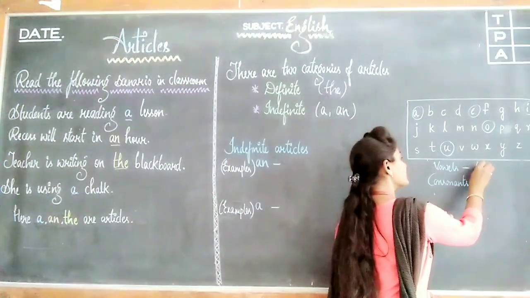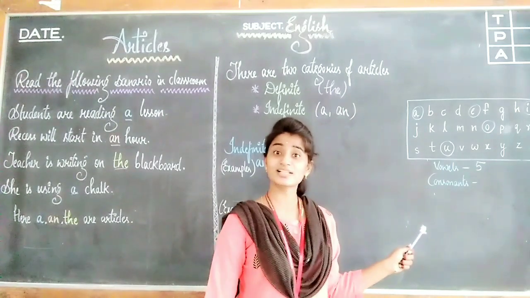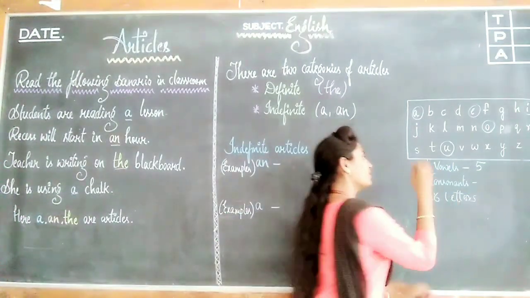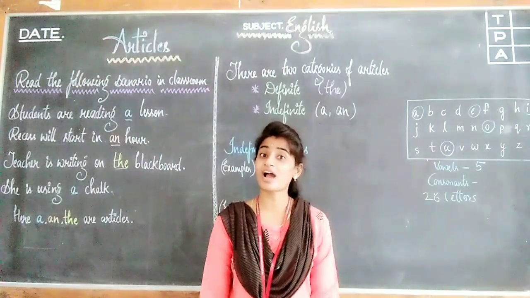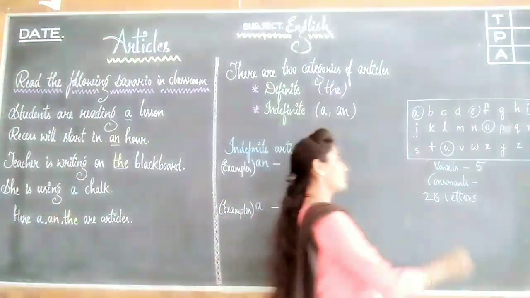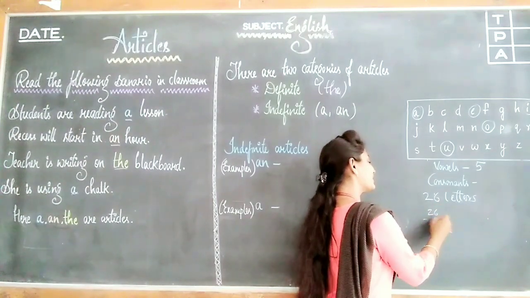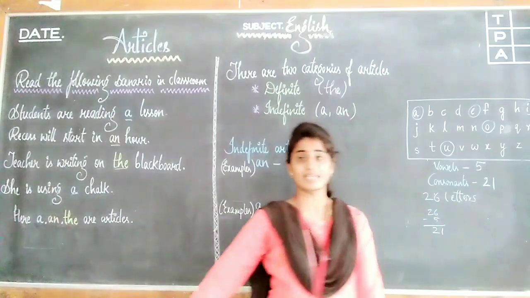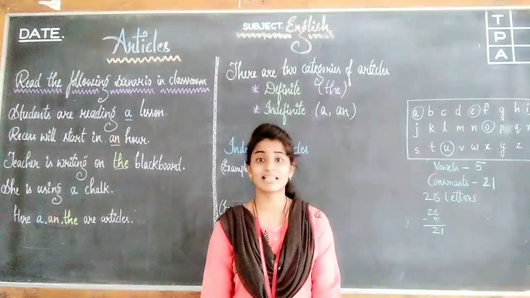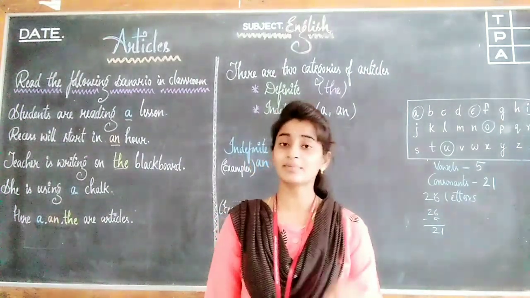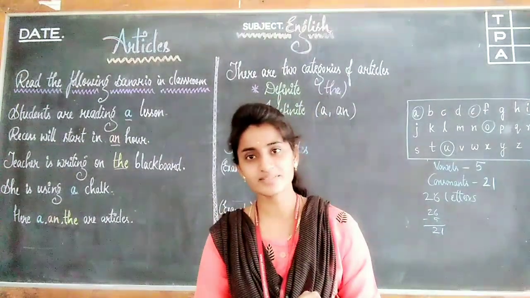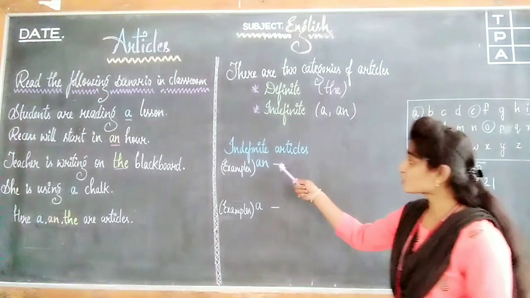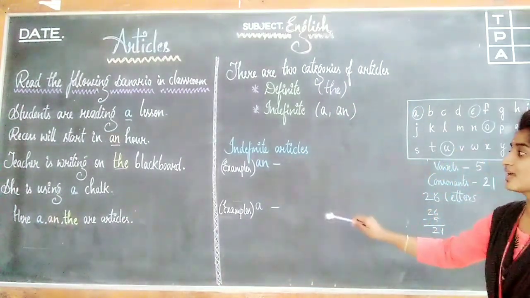So how many vowels are there, children? 5. In total we got 26 letters. So 5 are vowels and how many are remaining, children? The remaining are 26 minus 5, that is 21. So 21 consonants are there. So in total 26 letters. Among those 26, 5 are vowels and 21 are consonants. So coming back to indefinite articles.